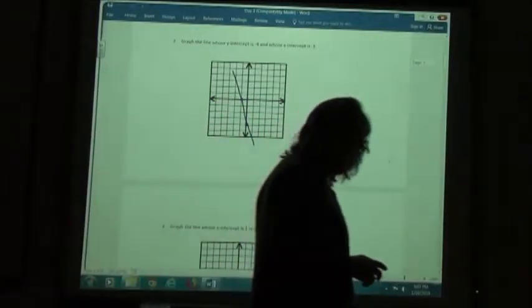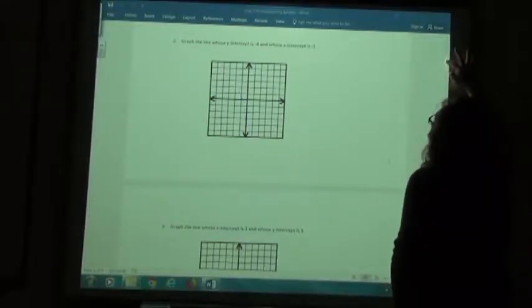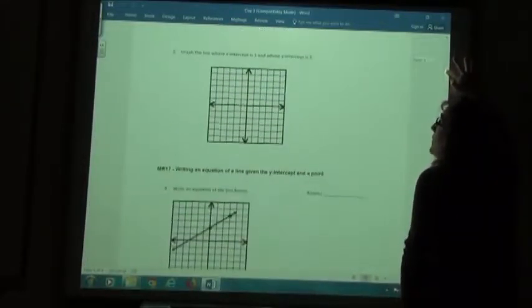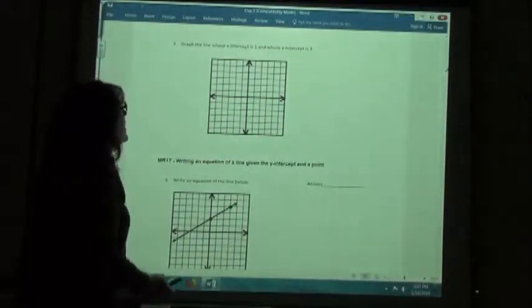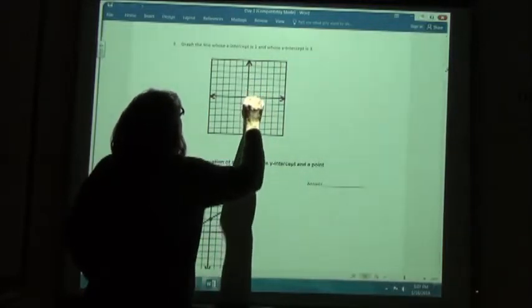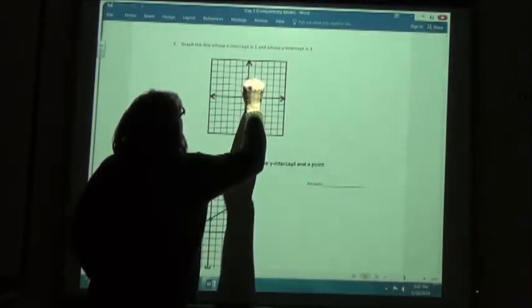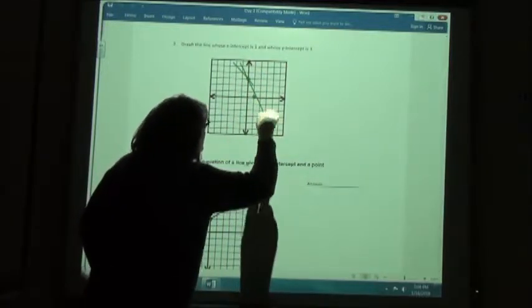Go ahead and try number 3. So number 3 here, my x-intercept is at +1. My y-intercept is at +3. And again, I have my line. Whoops, if I could draw straight.